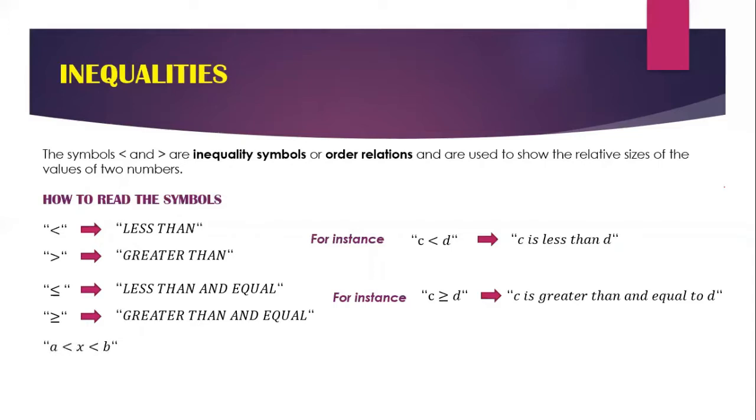So what about this symbol? You can read X is greater than A and X is less than B. Students, for this special symbol, you have to read from the middle to the left and from the middle to the right. Once again, X is greater than A and X is less than B.